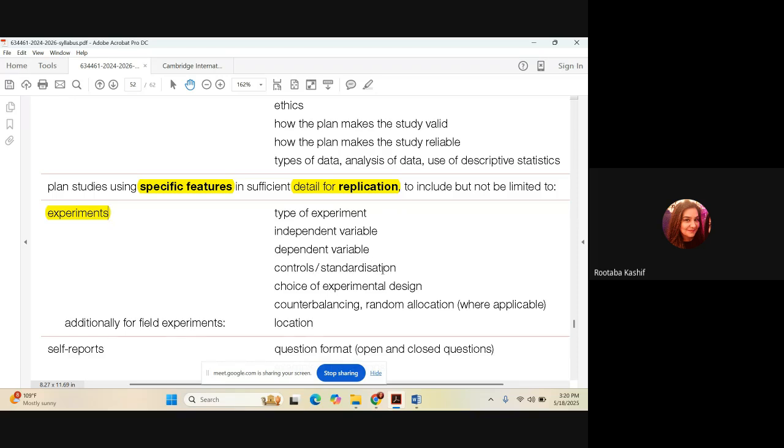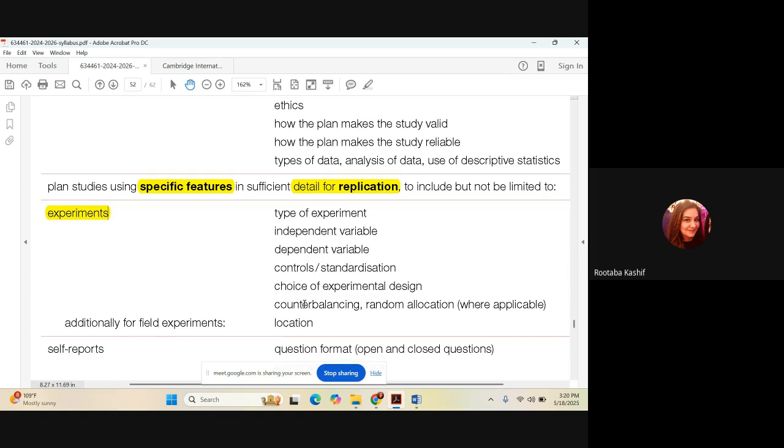And then standardization. A lot of good ways to standardize the experiment need to be mentioned so that it can be replicated. And then, of course, experimental design has to be mentioned, whether it's repeated measures design or independent measures design, depending on the type of question and what makes sense.